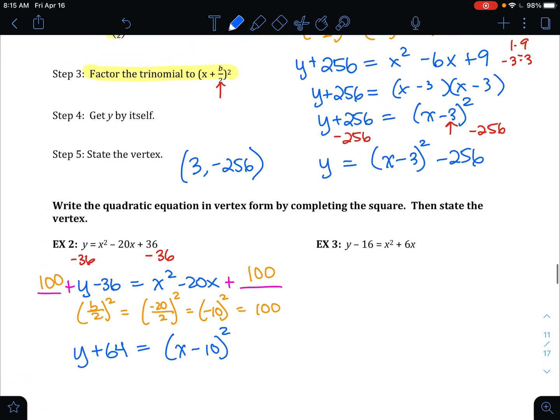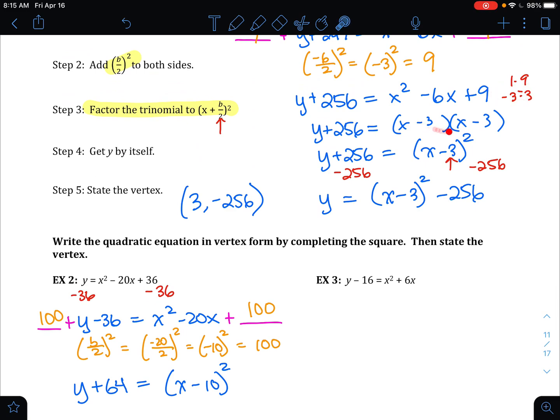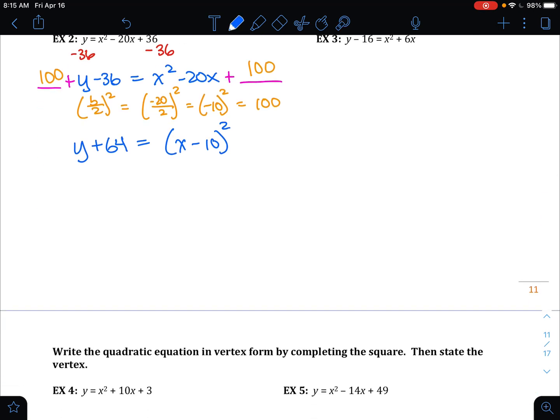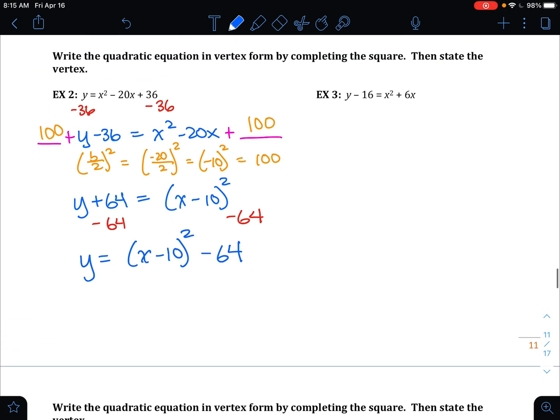Okay, if you don't want to go straight to it, you can back up and work through your factoring over here. You should get the same thing twice, and then you can bring it back together. Okay, now I need to get the 64 on the other side. So I'm going to move 64 over to the right, and then I will have y equals x minus 10 squared minus 64. So there's my vertex form. And now I want to state the vertex, so I can see it very easily. It is positive 10, negative 64.